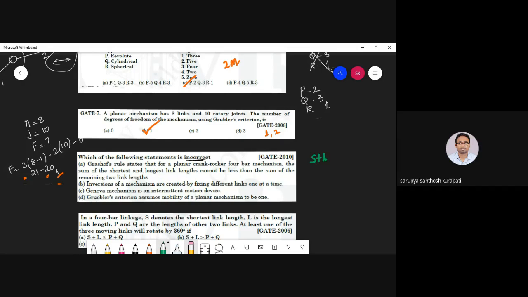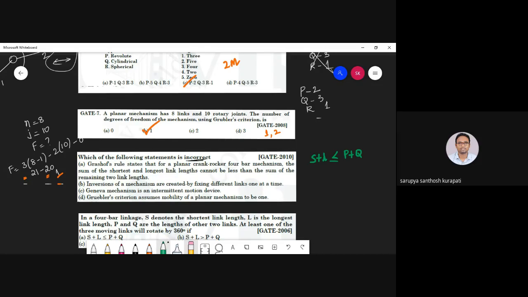What is Grashof's law? Less than or equal to the sum of the other two. This is Grashof's law. Out of these 4 statements, you need to find the incorrect statement. He's telling that the shortest and longest link lengths cannot be less than the sum of the remaining 2 link lengths. That means it should always be greater than. So is it wrong or correct? Wrong statement. Okay, we'll see the other statements too.